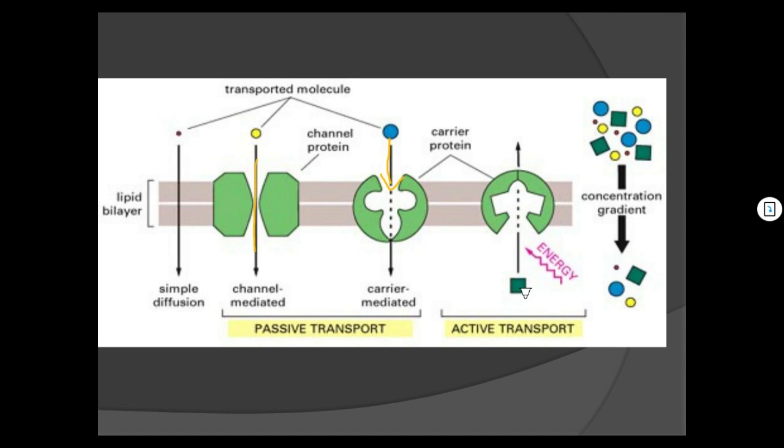This one is going the opposite. It's going against the concentration gradient. It's going from low to high. And so if it's going against this concentration gradient, it is going to require energy, right? Remember, if it requires energy, it is known as active transport. And it's because it's going from low concentration to high concentration.